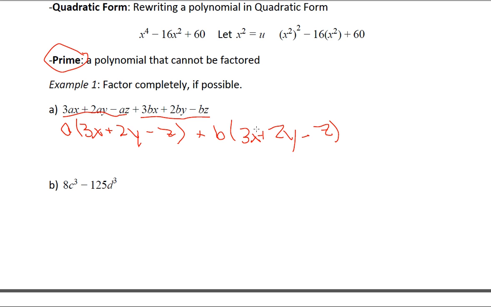Now, because these two are exactly the same, we can rewrite this as what's in front of this plus what's in front of that times what's inside. So 3x plus 2y minus z. Hopefully that's legible enough. Okay, so that would be the end. This would be your solution.